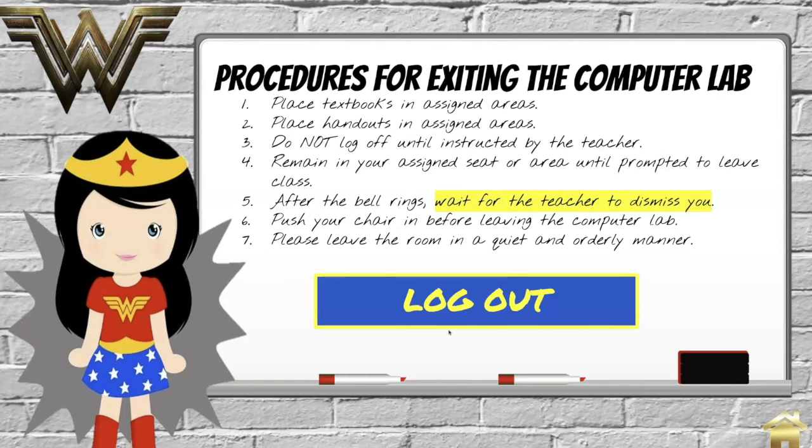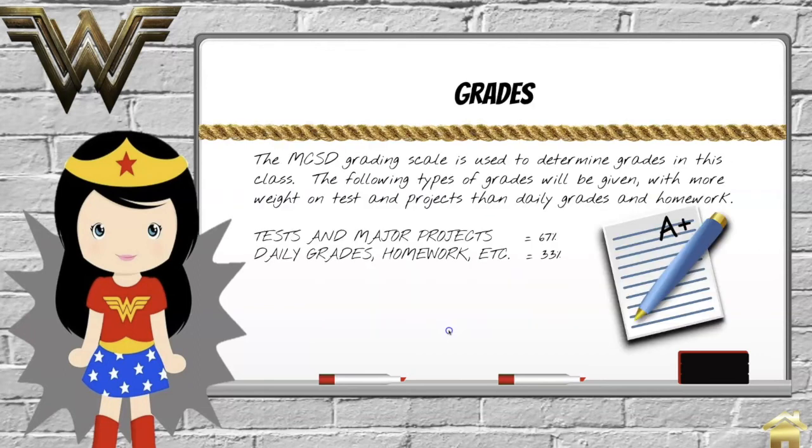Number 6, push your chair in before leaving the computer lab. Number 7, please leave the room in a quiet and orderly manner. Make sure that you log out not only out of Canvas, but also make sure you log completely out of the computer. Grades. The Madison County School District grading scale is used to determine grades in this class.